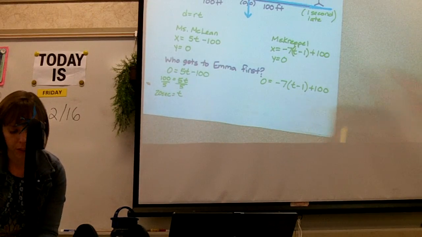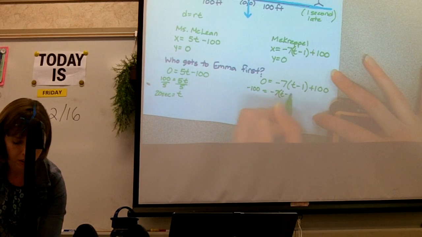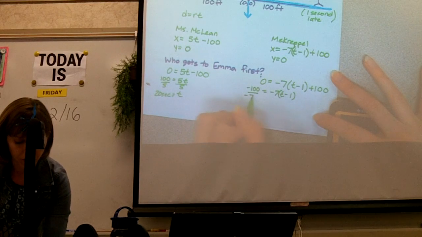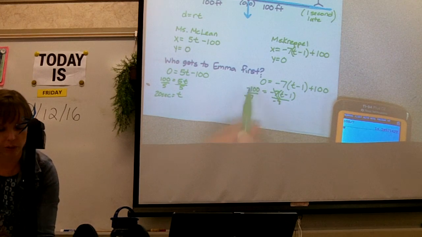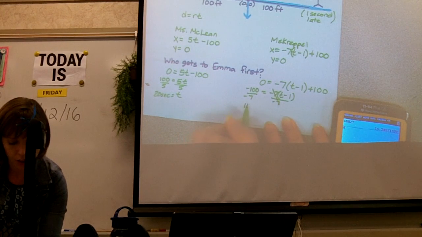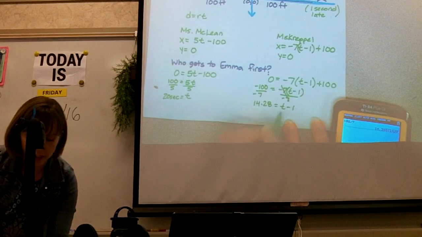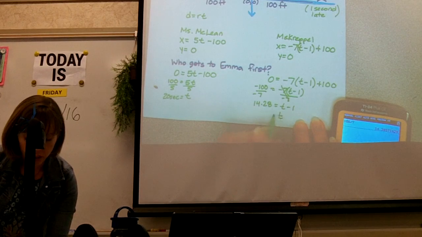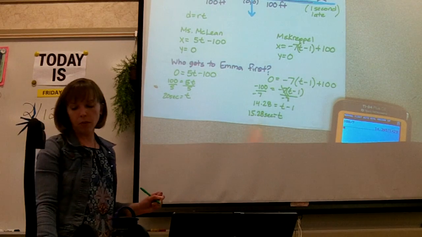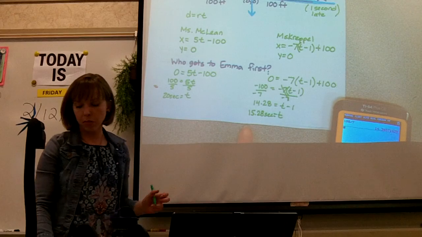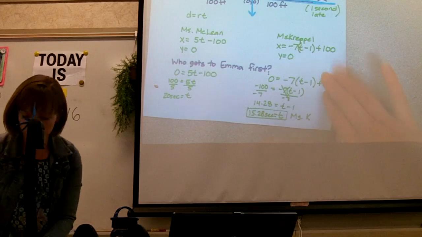Now let's solve this one. So I'm going to subtract 100. Divide by negative 7. So 100 divided by 7, or negative 100 divided by negative 7. And then I need to add 1 still to get t by itself. That's that second late that Ms. Kreppel started. So I'm getting 15.28 though. So even though she started a second late, because she was running faster, she got there in less time than me. So Ms. Kreppel is the winner. She gets to my awesome cat Emma first.